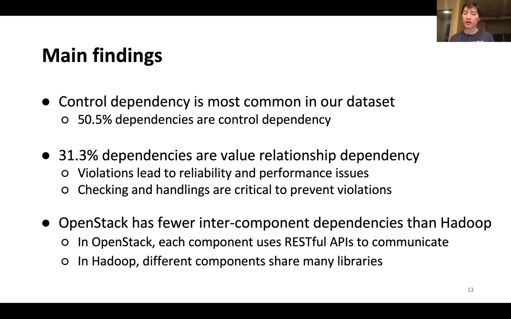The third finding we have is that OpenStack has fewer inter-component dependencies than Hadoop. The main reason is that in OpenStack, each component uses RESTful APIs to communicate, and each component only does an independent service. However, in Hadoop, different components could share many libraries.